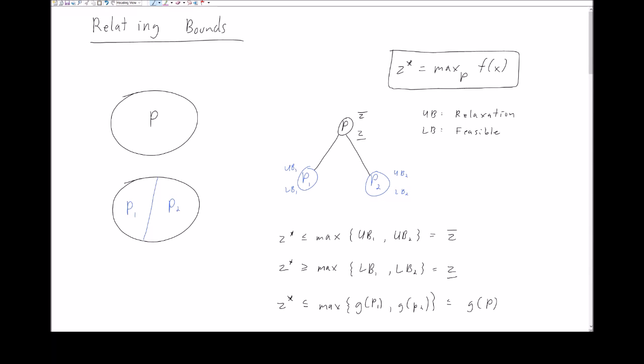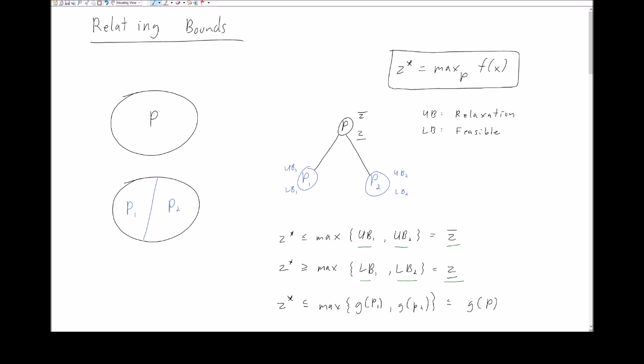We can continue to talk about bounds and combining bounds into parent node bounds. We're going to keep in mind the two facts that we had from the previous lecture, which is if we have an upper bound for our subproblems, we can take the maximum of them and find an upper bound to our parent problem. Conversely, if we have a lower bound for both of our subproblems, then we can take the max of these and also find a lower bound for our parent problem.